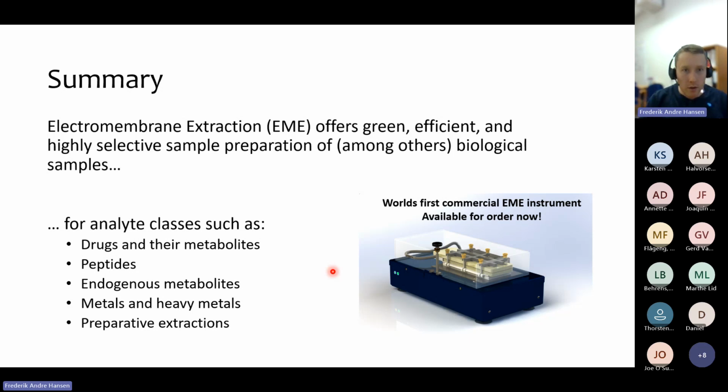So finally, I would just like to summarize and hope I have given you the impression that EME can offer a green, efficient, and highly selective sample preparation of, among other things, but not limited to, biological samples. And this is especially useful for drugs and their metabolites, but peptides, endogenous metabolites, metals and heavy metals, and preparative extraction applications are also possible.